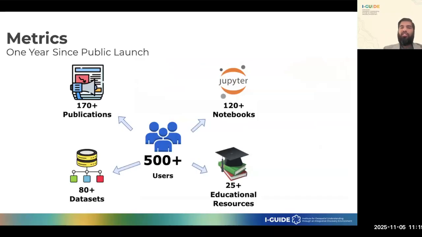We have more than 500 registered users, who have contributed more than 170 publications, 120 notebooks, and 80 data sets. Many of these publications and notebooks are connected together. If the user is exploring a particular data set, they can go and open the notebook and see how this data set was used. Finally, we also have some 25 plus curated educational resources on the iGuide platform as well.